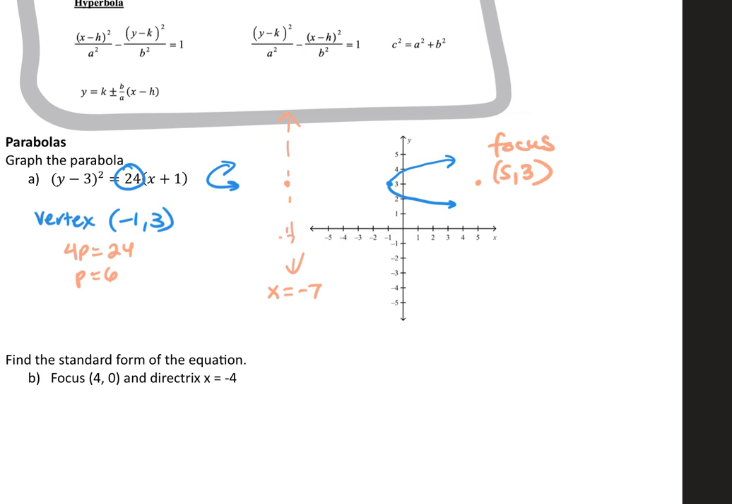How do you know how wide to make the parabola? It doesn't really matter at this point. You would have to plot a point to know how wide or narrow, because it's in vertex form, not standard form.